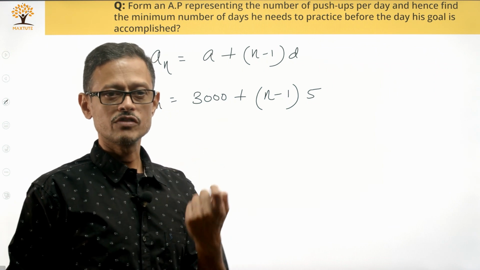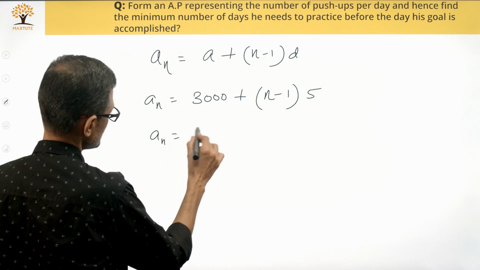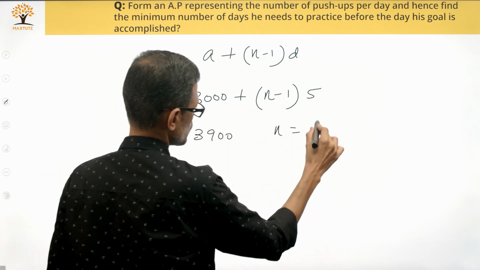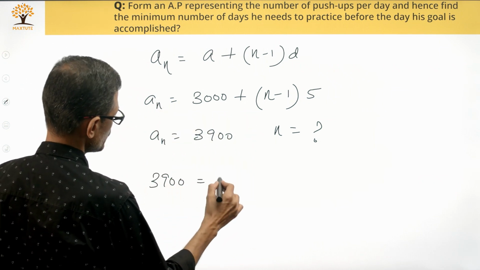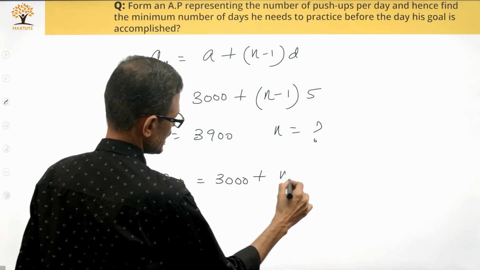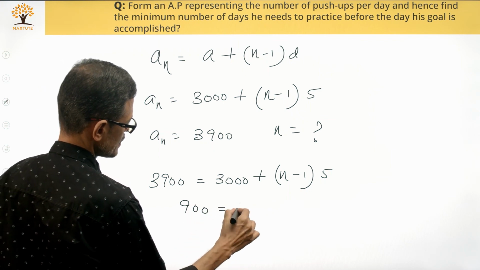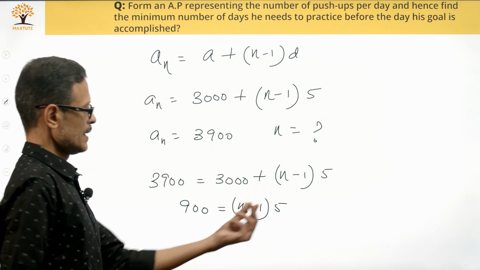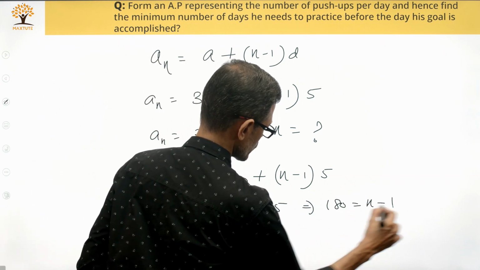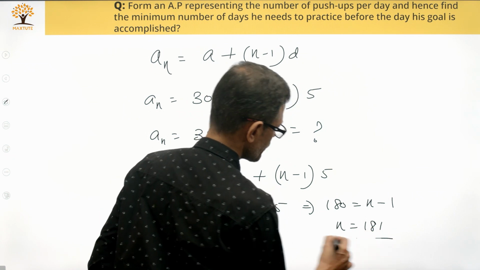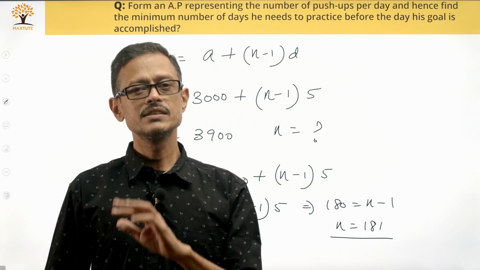The second part is to find out the value of N so that he reaches 3,900. So An equals 3,900, and N equals what is part 2. Plug in that information here: 3,900 is equal to 3,000 plus N minus 1 times 5. 3,000 goes to the left-hand side, making it 900 is equal to N minus 1 times 5. Divide both sides of this equation by 5. So the left-hand side becomes 180 is equal to N minus 1, or N is equal to 181. On the 181st day, he would have reached his target of 3,900, right?